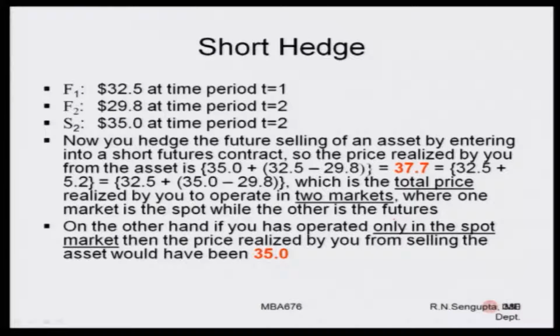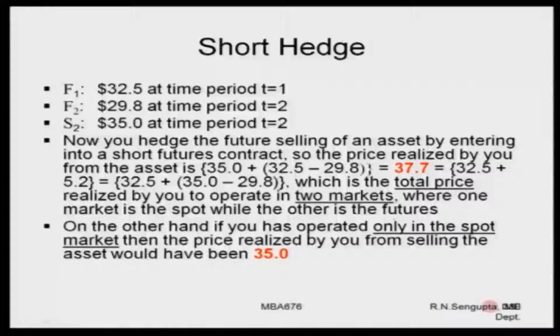Now, you hedge the futures selling of an asset by entering into a short futures contract, so that the price realized by you is given by this 35, which is S2, and the difference between F1 and F2. Hence, if you find out the total value, it basically comes out to be F1 and the difference of the spot and the futures at time t is equal to 2, which basically gives you the basis risk.